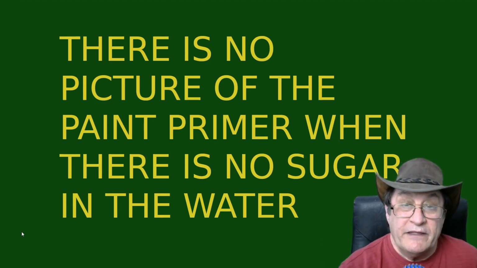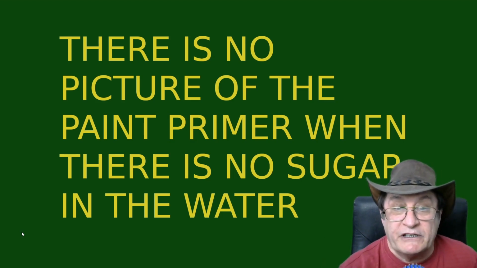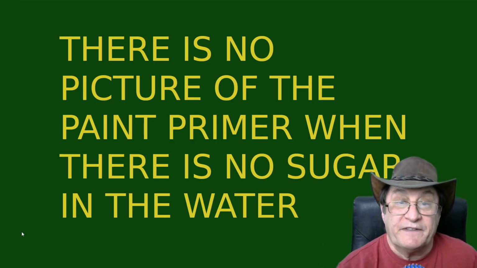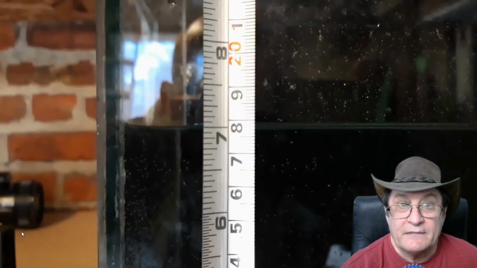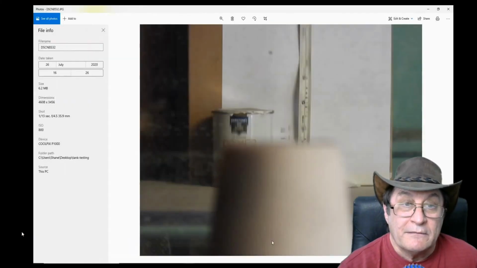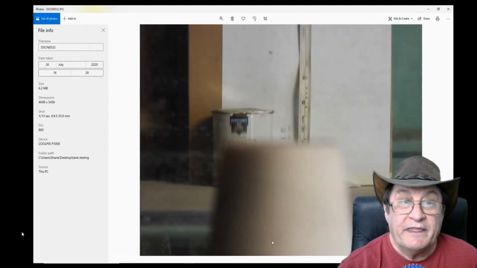a fish tank. Now, there is a little bit more sugar water in the fish tank to the right, but where is the picture, the control, where is the picture of the paint primer when there's no sugar water? It's not there. How can we properly compare it if there's no control? But don't worry, we've measured the height of the water in the fish tank, a very important metric.